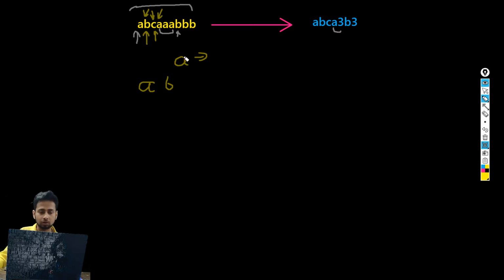So here what we have to do: C and A are not equal and the count of C is just 1. So we are just going to add C to our list, and now the real game is about to begin. Now our I is pointing to the very first A, and J is pointing to the second A.